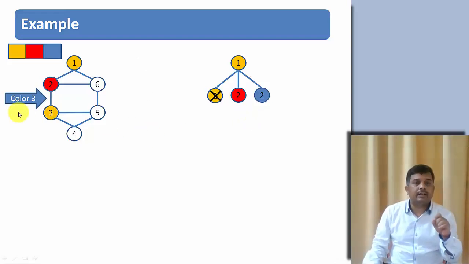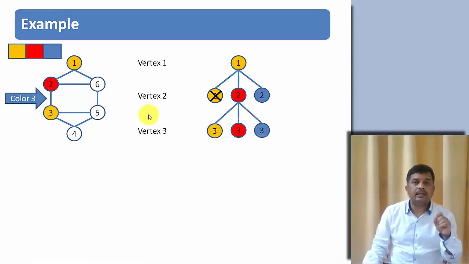Now for vertex 3, I am using the yellow color again. Why? Let us see. For vertex 3, again I have these three options: I can color vertex 3 with yellow, red or blue. But I cannot use red as vertex 2 is already marked red. So I cannot proceed by giving red to vertex 3. I have the option of yellow or blue. I have given yellow here.